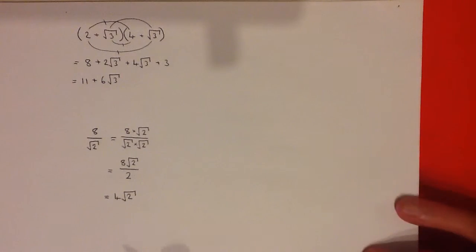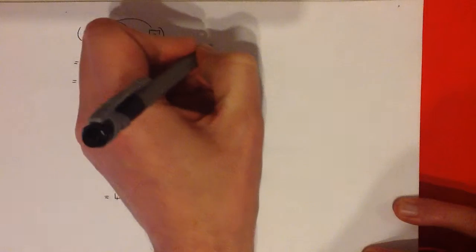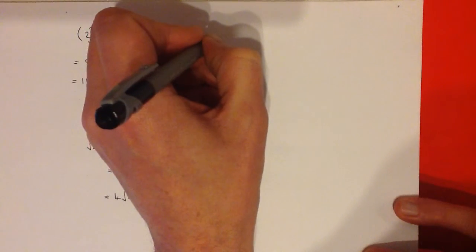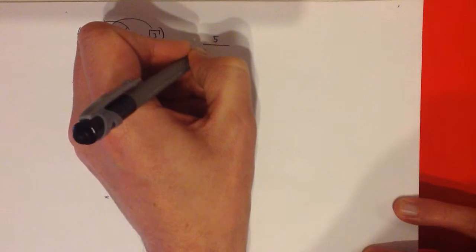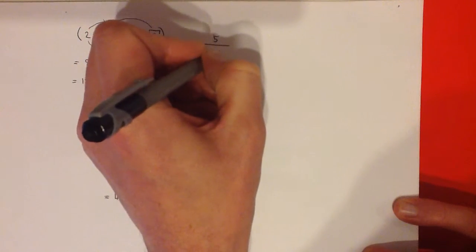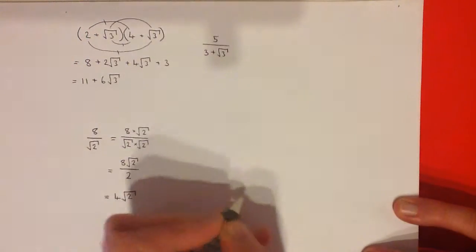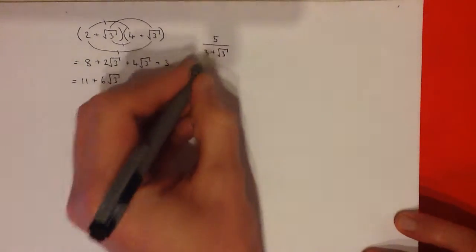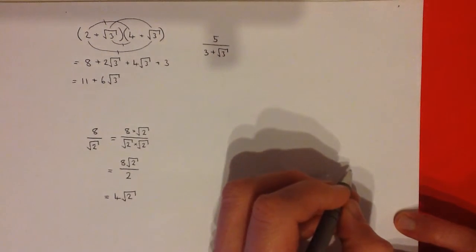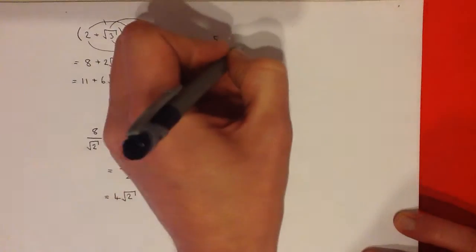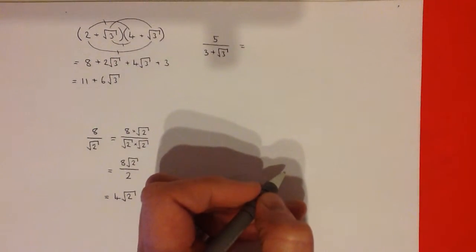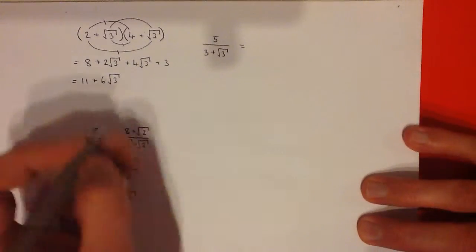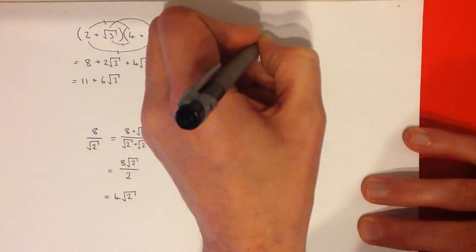The most complicated one of these examples is when we have a denominator that's a surd added to an ordinary number. So for example, this one here, 5 over 3 plus the square root of 3. Now again, the trick here is to multiply the top and the bottom of this fraction by the same thing. But you need to know what that is in this case.